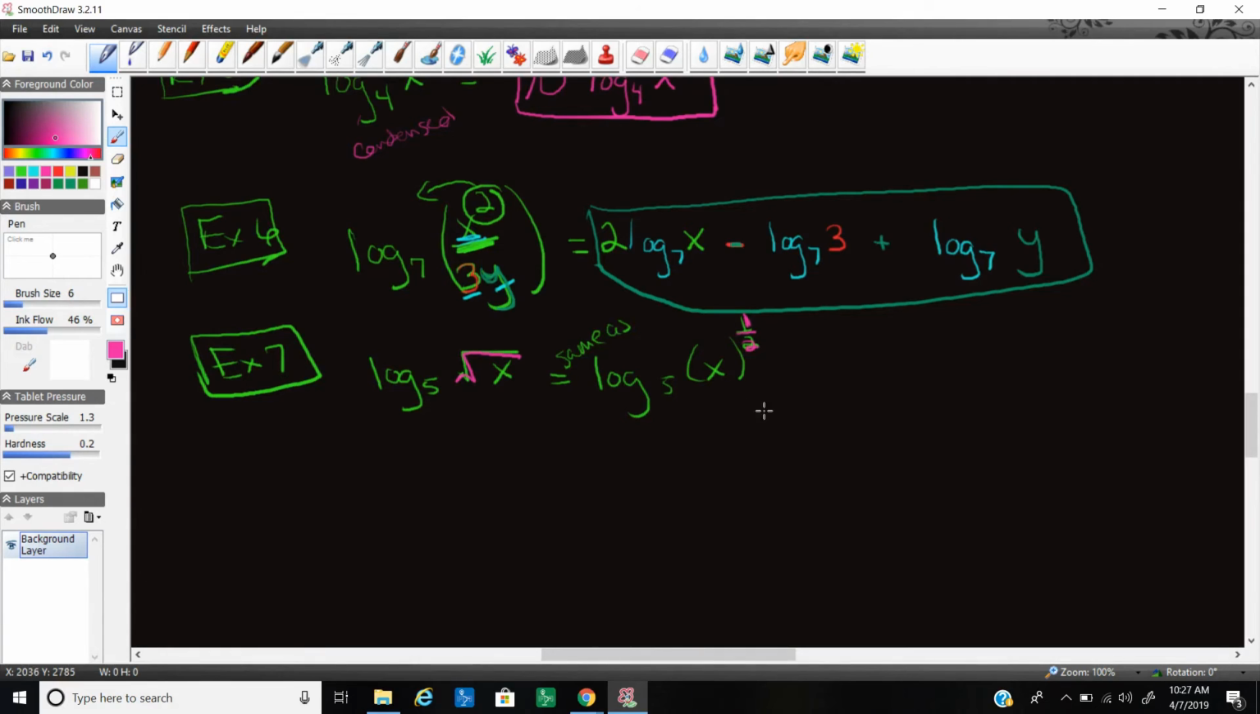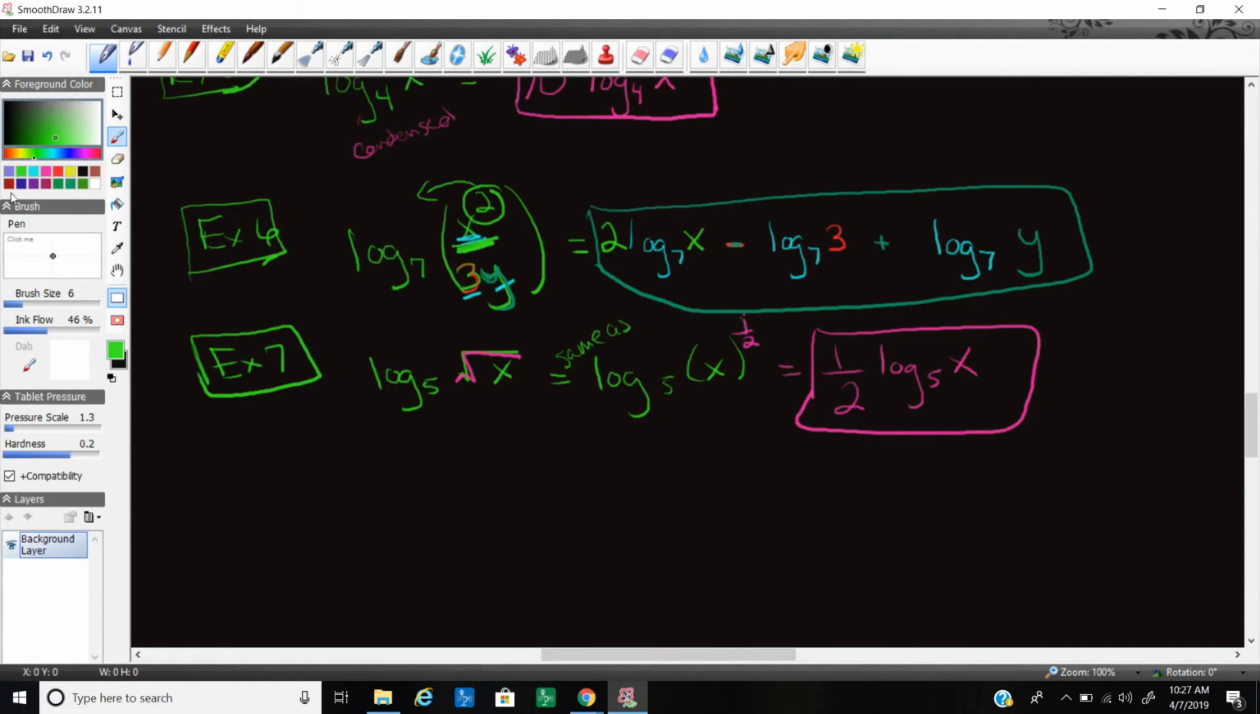Okay, so that makes our life a little bit easier because now that we know what the power is, we can expand it. So from here we're going to take that 1/2, put it in the front, put our log base 5 of x. That's it.